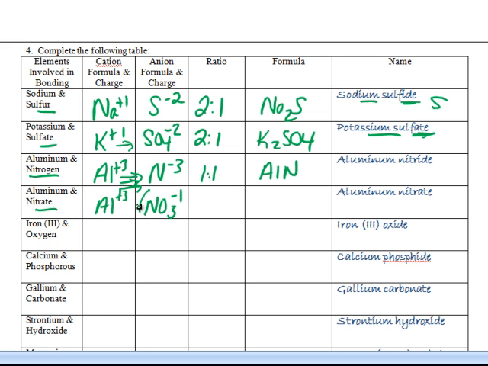This is a little bit different story. Aluminum's trying to give up 3. Nitrate is saying, I can only take 1, but I'll go find some friends. So it's going to be a 1-to-3 ratio, and it's Al(NO3)3. Notice I put it in parentheses, 3, because we want 3 sets of a polyatomic ion.